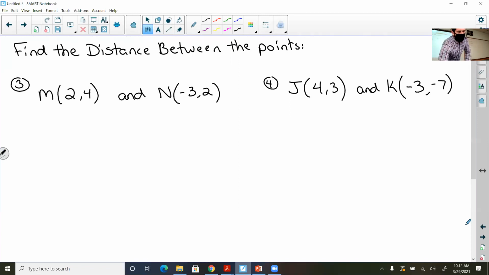All right, so try these two problems. You'll find the distance between M and N and the distance between J and K. And in a moment, we can go over the problems. I'll go ahead and mute myself and pause the recording.